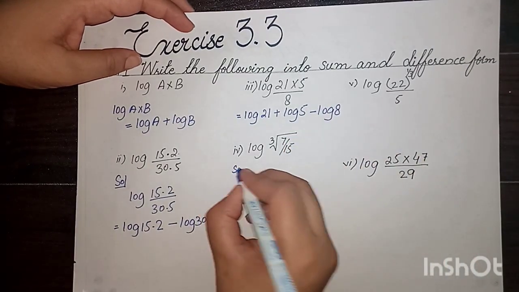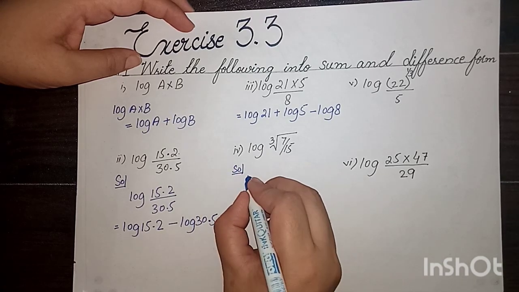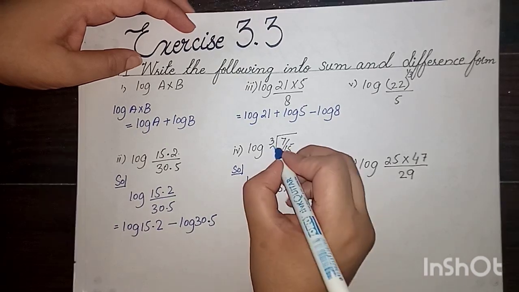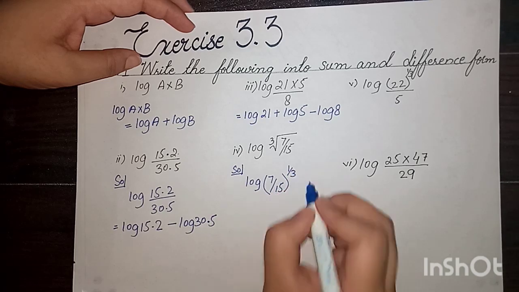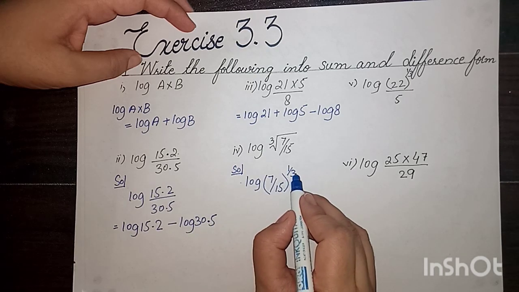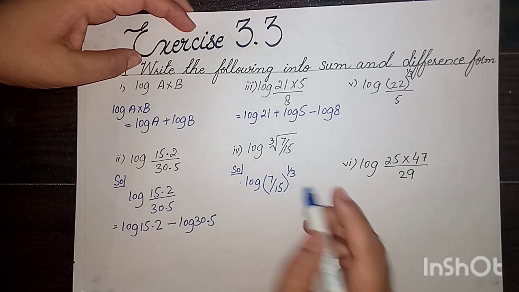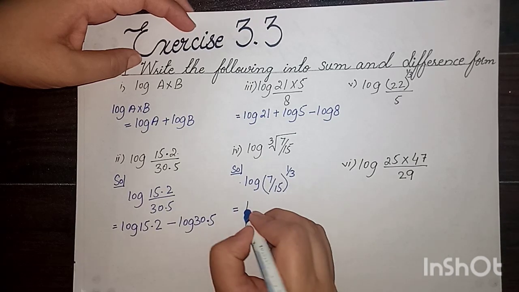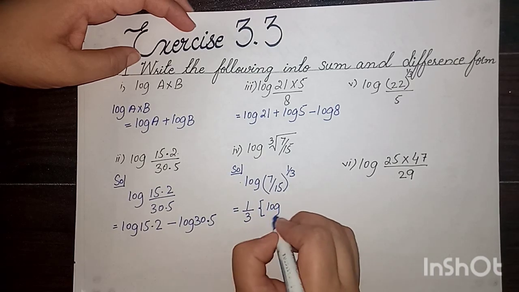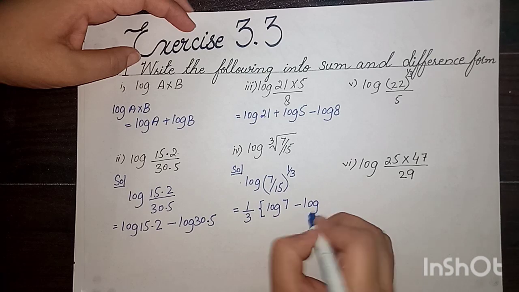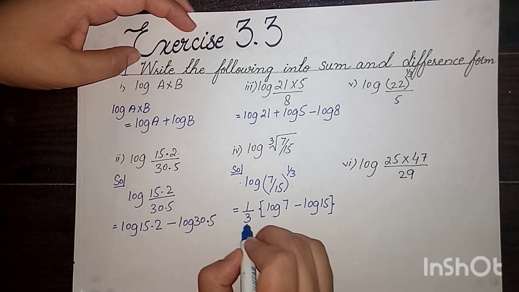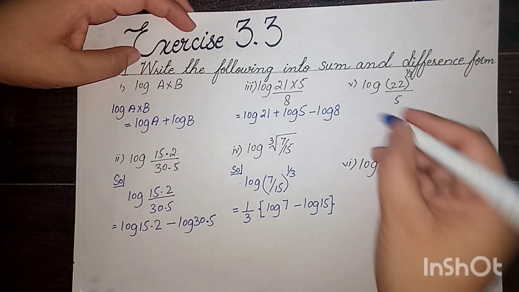Now question number 4, this is equal to log of 7 over 15 to the power of the third root, so I will write it as 1 over 3. So 1 over 3 is written at the front because of the power rule, and the division is converted into subtraction. So this will equal 1 over 3, then log of 7 minus log of 15, and these brackets indicate that 1 over 3 is with both values.